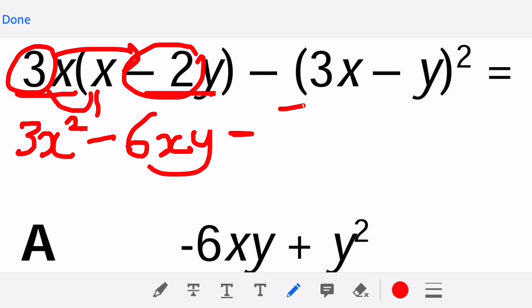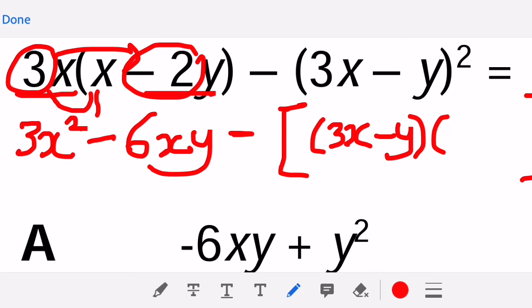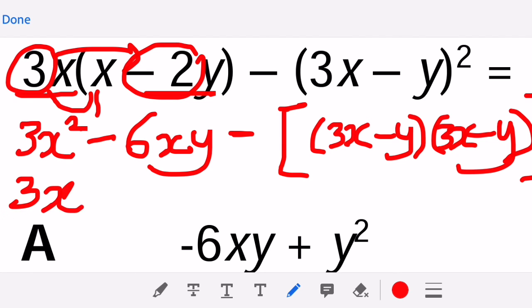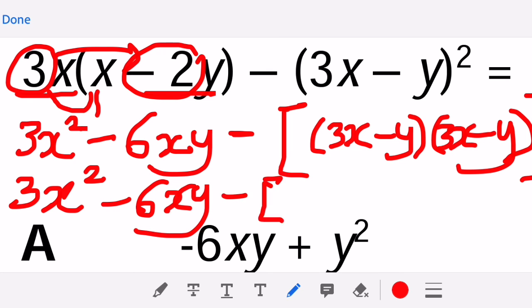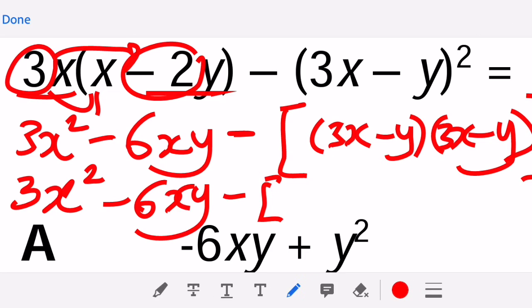For this one, please, bracket first. Then it's 3x minus y inside here, 3x minus y, okay? Everyone must know how to do this question. So 3x squared, copy slowly, double check because you don't want to fail, right? You must be very careful so that you won't fail. Okay, everyone wants to pass their maths.